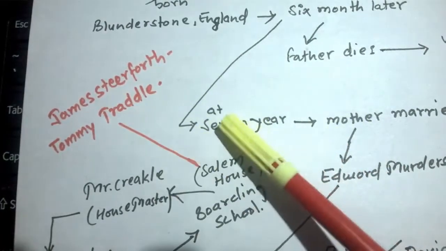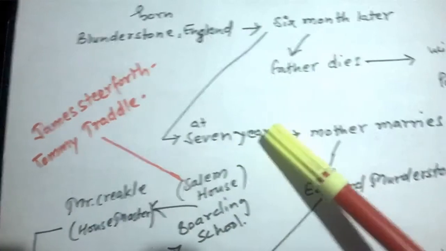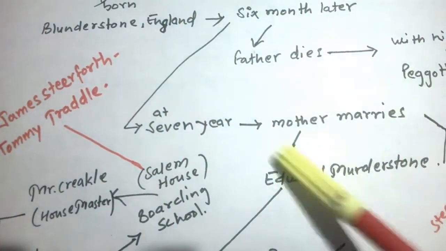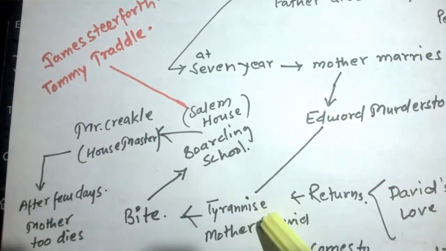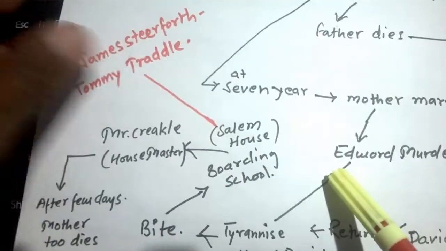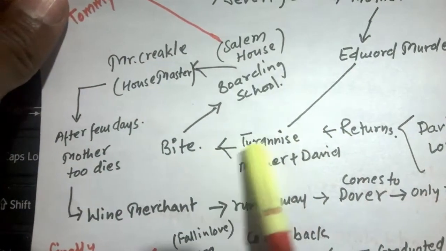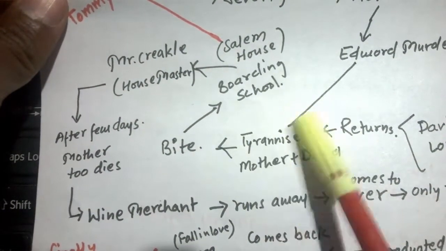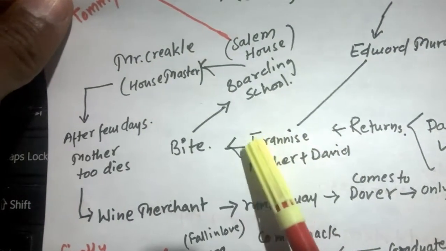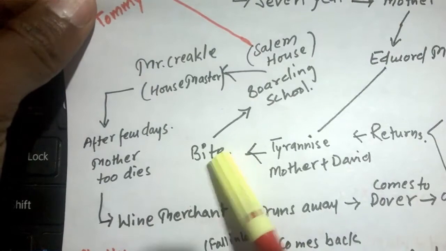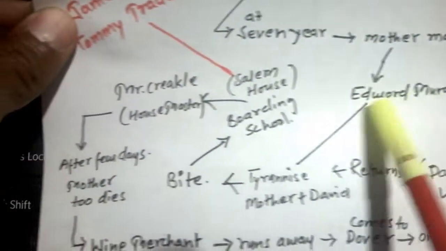Seven years later, his mother marries Edward Murdstone, and he was a very bad guy. So he tyrannized his mother. Yes, the word is tyrannize. So he tyrannized his mother, and David Copperfield bites this Edward Murdstone.